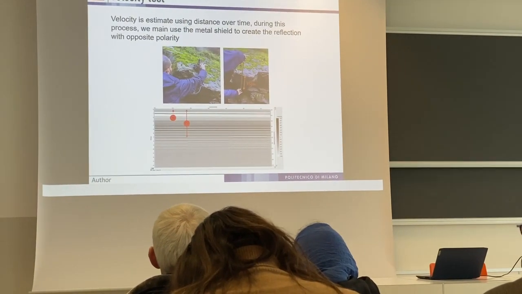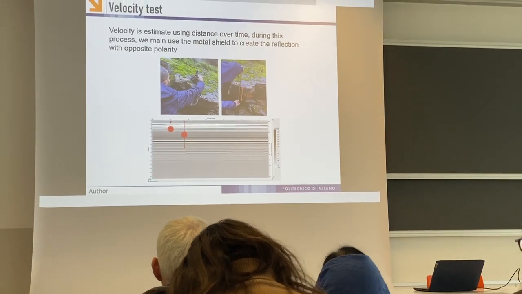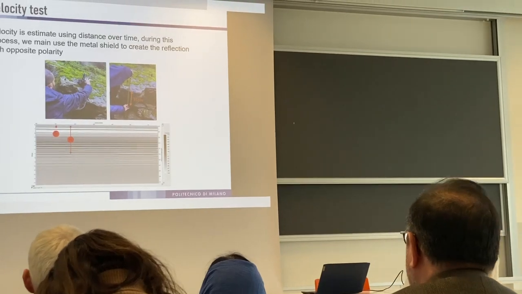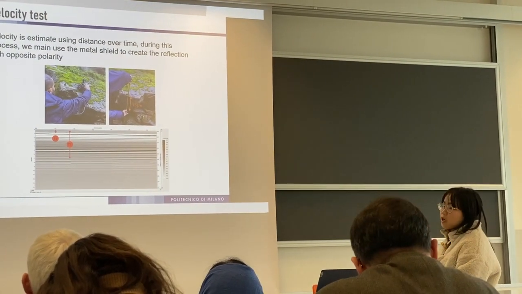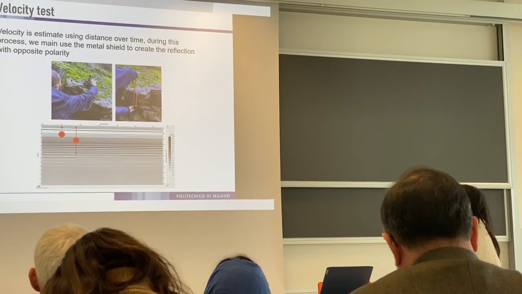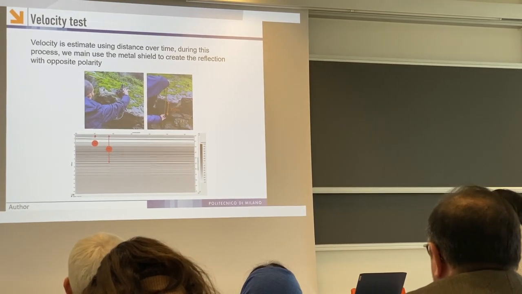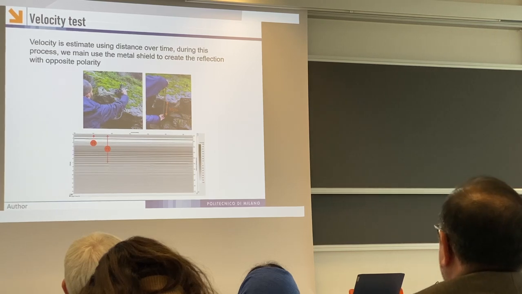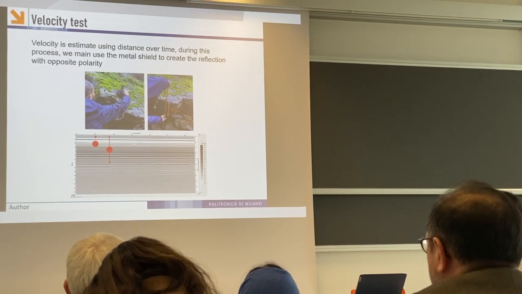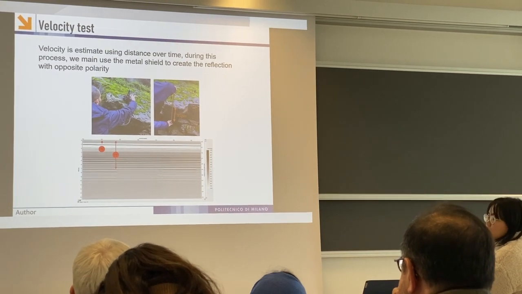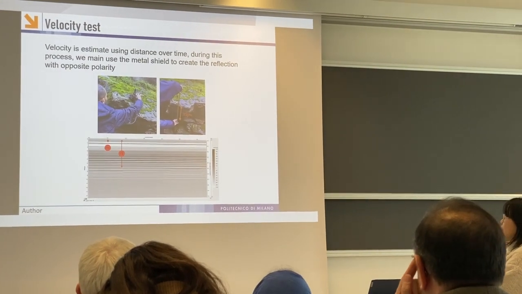And then a very important step is the velocity test. We use a metal sheet to cover it, uncover it, cover it, uncover it. In that case, we will get a reflection with the opposite polarity, and we can have 2 different times, and we also have the distance. In that case, we estimate the distance over the time. We can get the velocity finally.